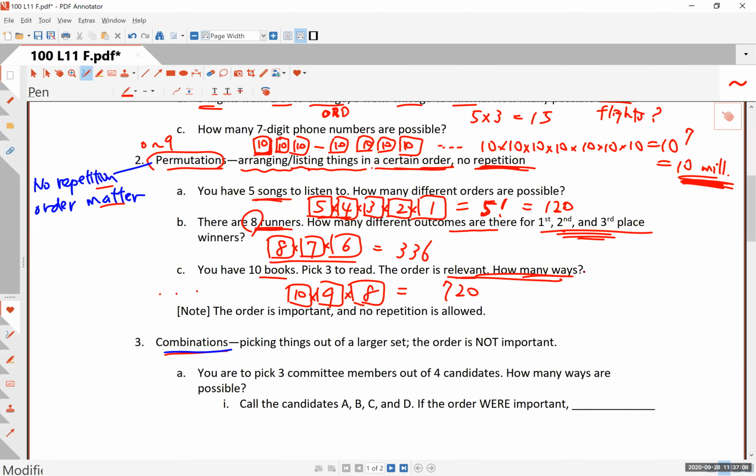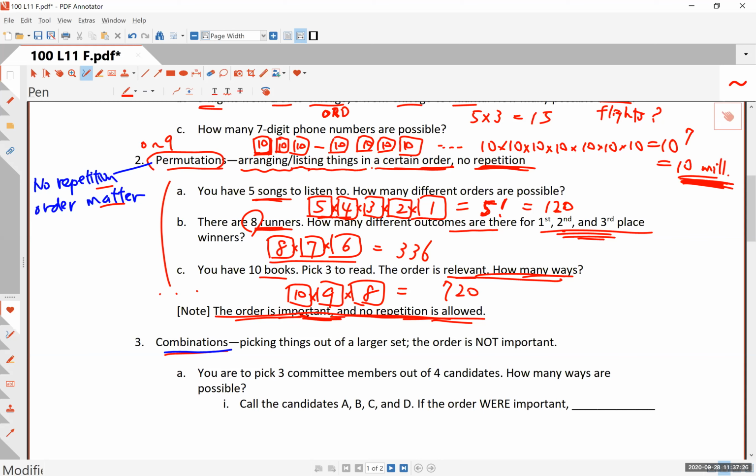Hopefully you can explain the pattern of all of these permutation problems and see how that works. The order is important. No repetitions allowed. Make sure you understand this. These are the 2 important conditions for you to use the permutations formula.